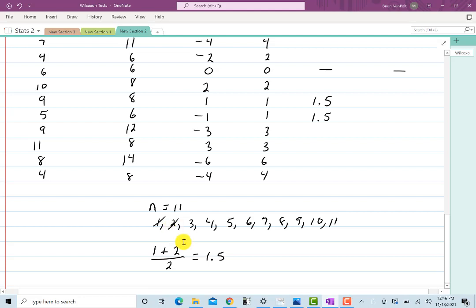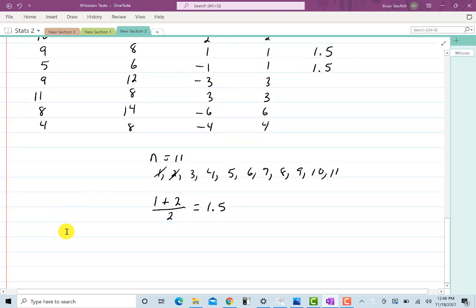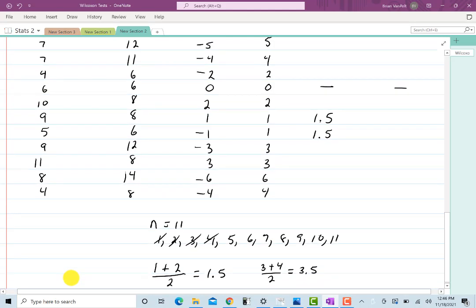Now I'm up to 3. Let me look at the next item in our list. I've got a 2, but I also have a 2 again. So these 2s are going to use up rankings 3 and 4. So 3 plus 4 divided by 2 equals 3.5. Let me mark these off. So I'm going to put a 3.5 next to the 2s.